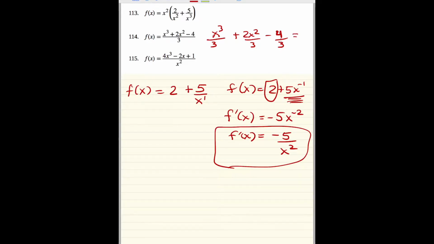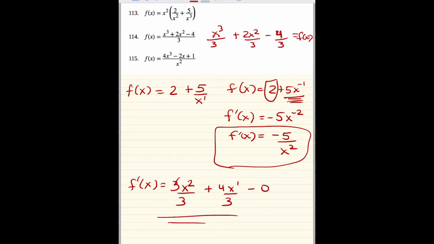So I'm going to leave it like this for you guys, and we're going to do f prime of x is equal to 3x squared over 3 plus 4x to the first over 3 minus 0. And so this gives you this, and you're left with x squared plus 4x over 3, and that's what f prime is equal to. If you do not put f prime is equal to it, then it is.